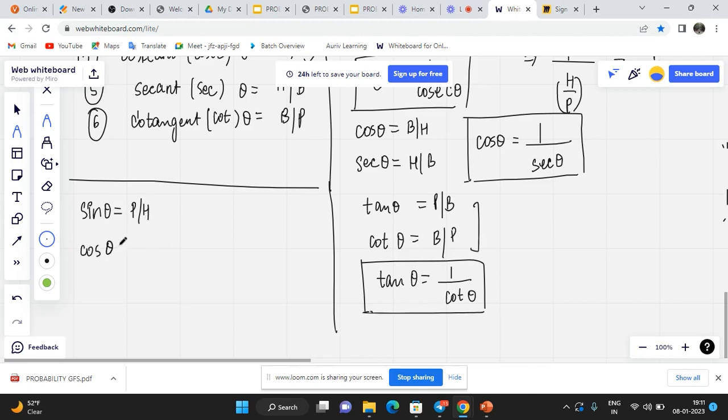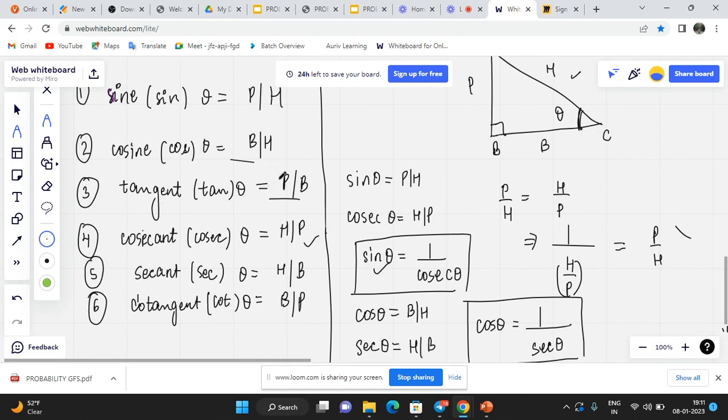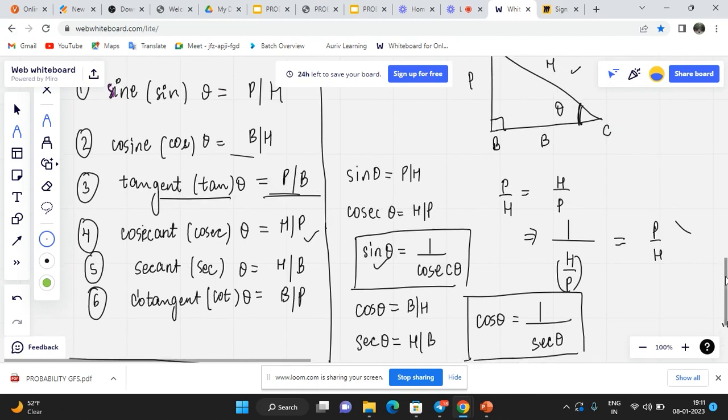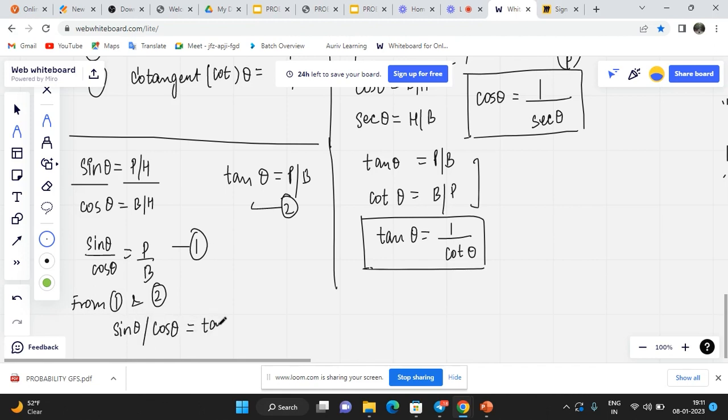Now one more thing: you have studied that sine theta is equal to perpendicular upon hypotenuse, and similarly cos theta is equal to base upon hypotenuse. Now if I divide them, you will get sine theta upon cos theta is equal to perpendicular upon base, right? And from the trigonometric ratios you see that tan theta is also equal to perpendicular upon base. This is equation first, this is equation second. From first and second you will get that sine theta upon cos theta is equal to tan theta, right?